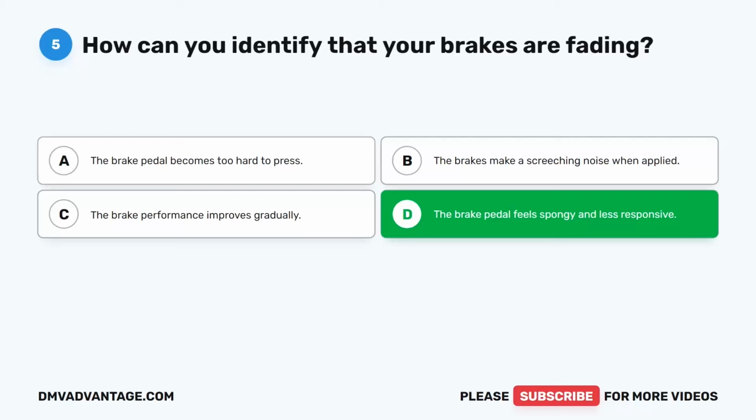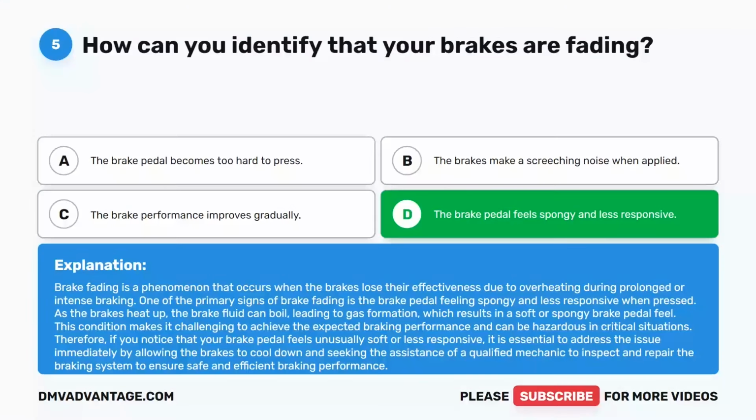The correct answer is D. The brake pedal feels spongy and less responsive. Brake fading is a phenomenon that occurs when the brakes lose their effectiveness due to overheating during prolonged or intense braking. One of the primary signs of brake fading is the brake pedal feeling spongy and less responsive when pressed. As the brakes heat up, the brake fluid can boil, leading to gas formation, which results in a soft or spongy brake pedal feel. This condition makes it challenging to achieve the expected braking performance and can be hazardous in critical situations.